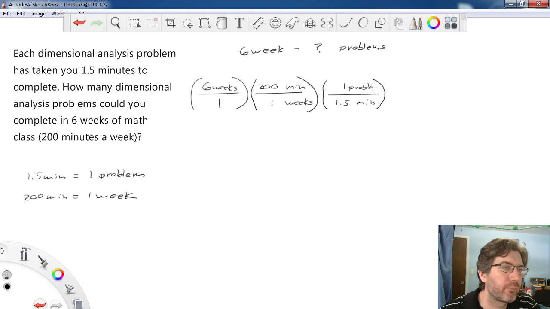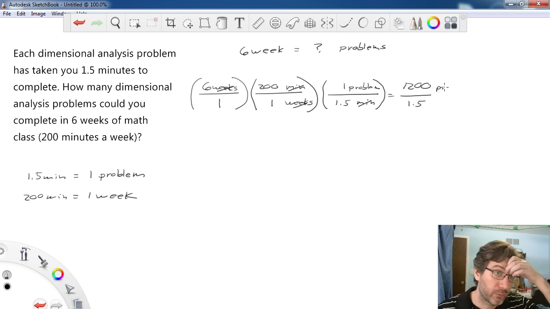One problem. Weeks are going to cancel. Minutes are going to cancel. And you're left with problems. So go ahead, multiply your numerator. 6 times 200 is 1200. Times 1 is 1200. 1 times 1 times 1.5 is 1.5.